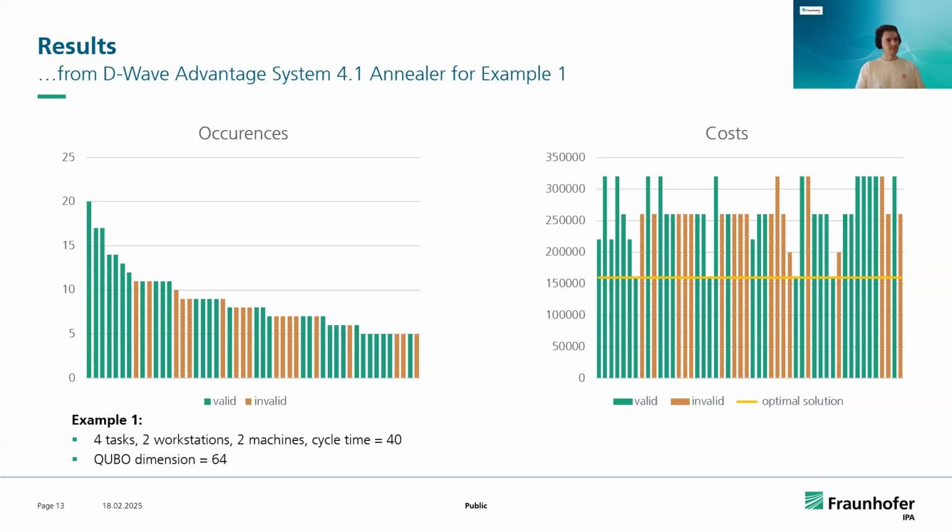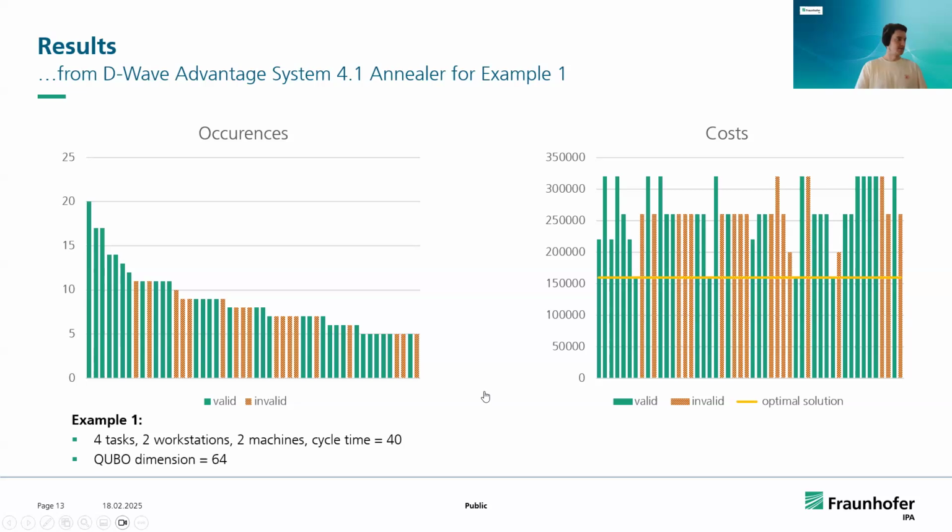And also, if we look at the costs, we can see that already the optimal solution occurs a couple of times, and already in the 1, 2, 3, 4, 5, 6, 7th position of the samples, we have the optimal solution according to costs. So for the first example, this worked quite well.